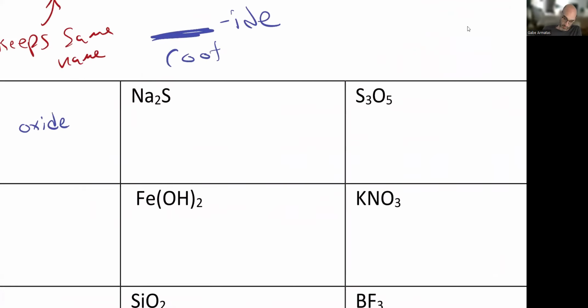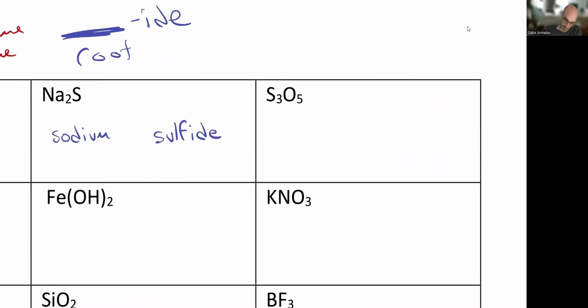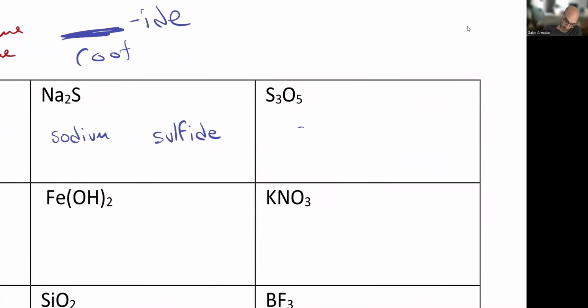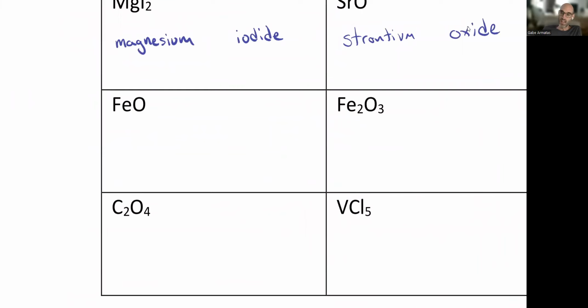So name these two. Sodium, sulfur becomes sulfide. Again, leaving space. Next one, first one keeps its name. I'm going to leave space. Sulfur, and second one gets an IDE ending. Oxide. All of these have been binary so far. FeO, is that binary? Yes, it is. First one keeps its name. Second one gets an IDE ending.